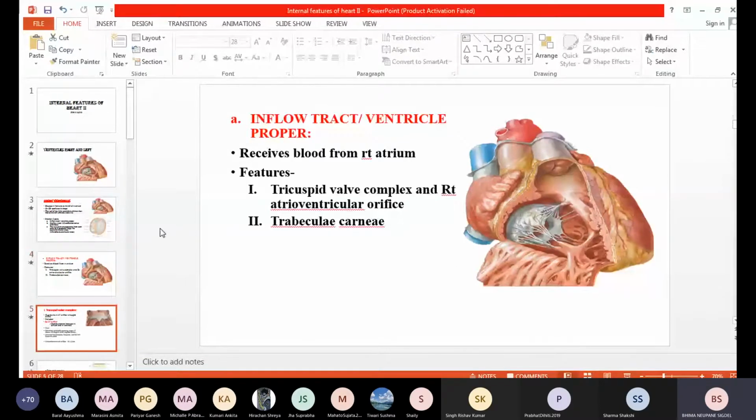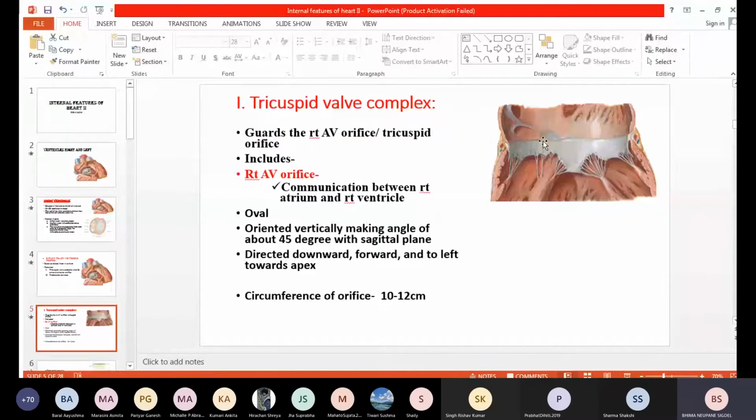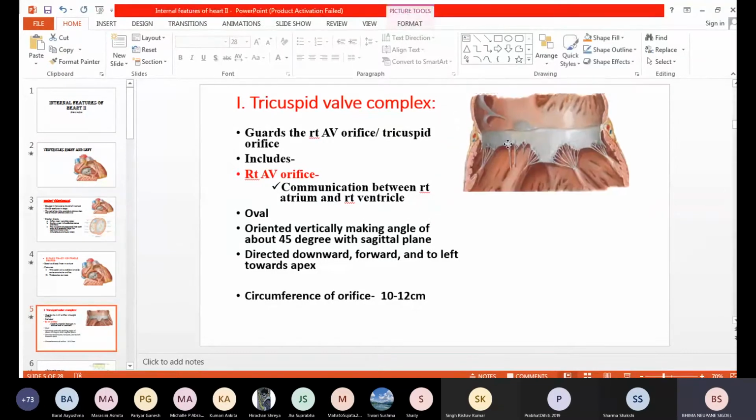So now moving towards the tricuspid valve complex. You can see the reflected part of the atrioventricular orifice. This is the complex formed by the tricuspid valve, because there are three cusps. The structures within this complex are complex structures, so we will mention those now. The tricuspid valve complex is guarded at the right atrioventricular orifice, or the tricuspid orifice. It includes, first, the right atrioventricular orifice, or tricuspid orifice only, you can say.